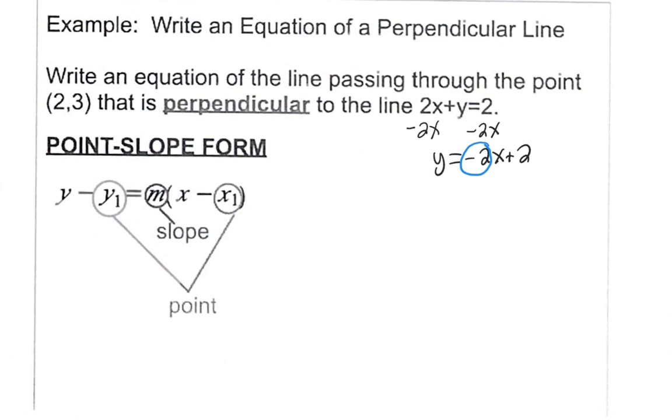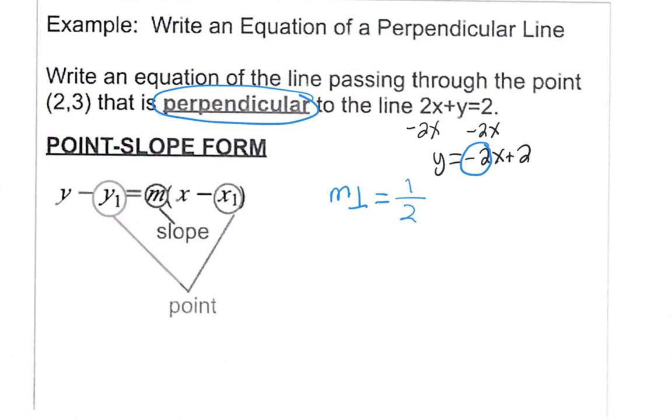We need our line to be perpendicular to this line. So our perpendicular slope has to be the opposite reciprocal of -2. So the opposite of negative would be positive, and then the reciprocal of positive 2 would be 1/2. There we go. So we end up with our opposite reciprocal to be positive 1/2.